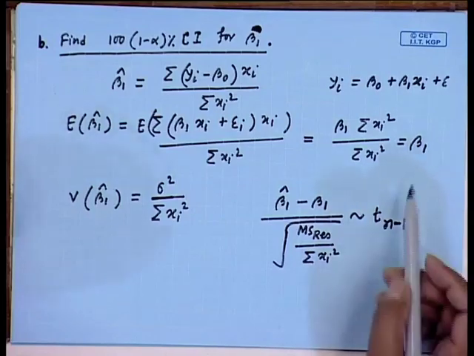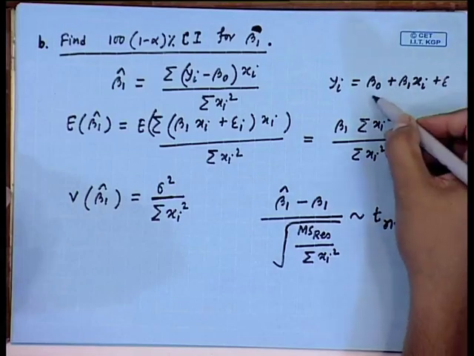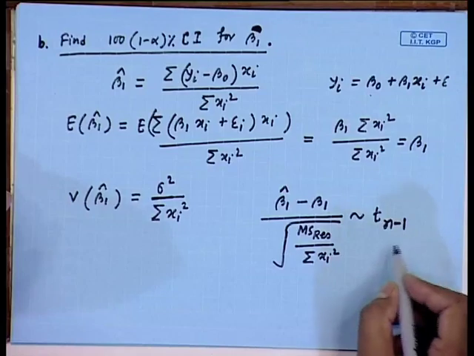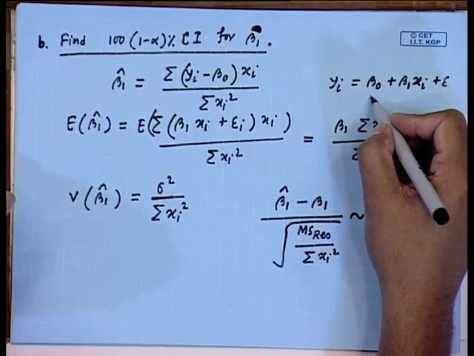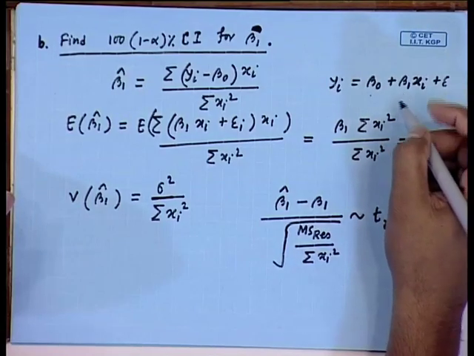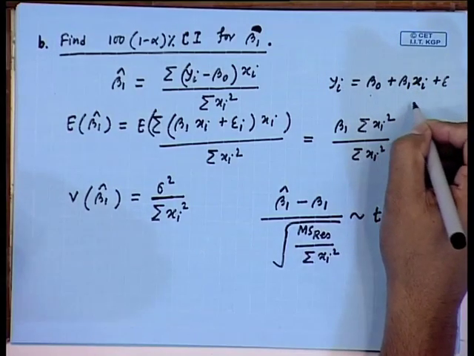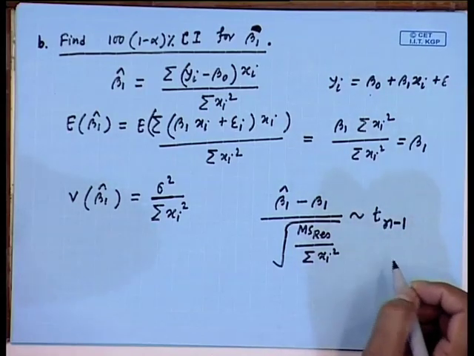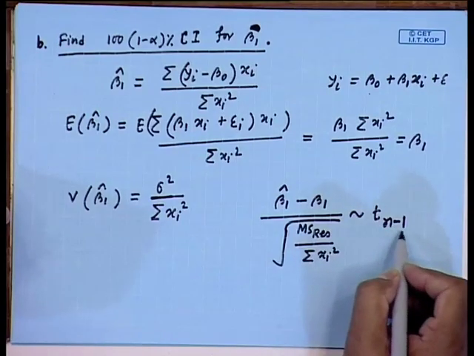In the usual simple linear regression model, when both beta naught and beta 1 are unknown, the degree of freedom is n minus 2. Here, since beta naught is known, we are differentiating with respect to only beta 1, and we get one normal equation, which is nothing but the sum of e_i x_i equal to 0. So, there is only one constraint on the residuals. That is why the degree of freedom is n minus 1.